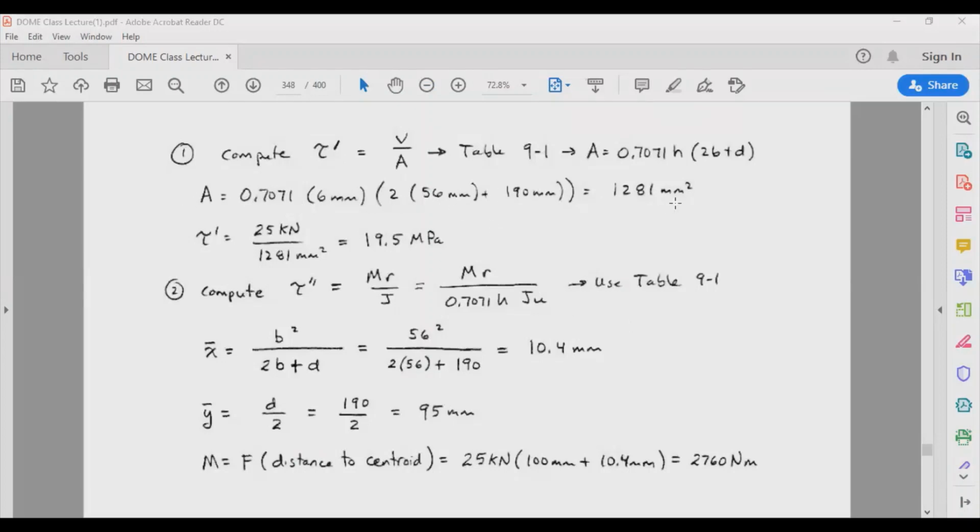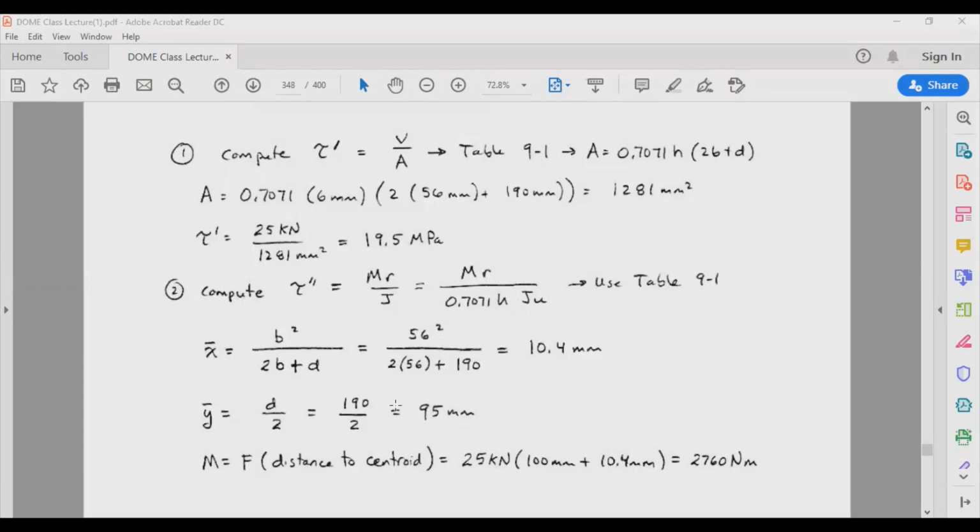So you just get your area and then you get your primary shearing, pretty basic. And then the second part is to get your secondary shearing, which is MR over J. Just apply the equation here, 0.707 h times JU from our table. We can get our JU.